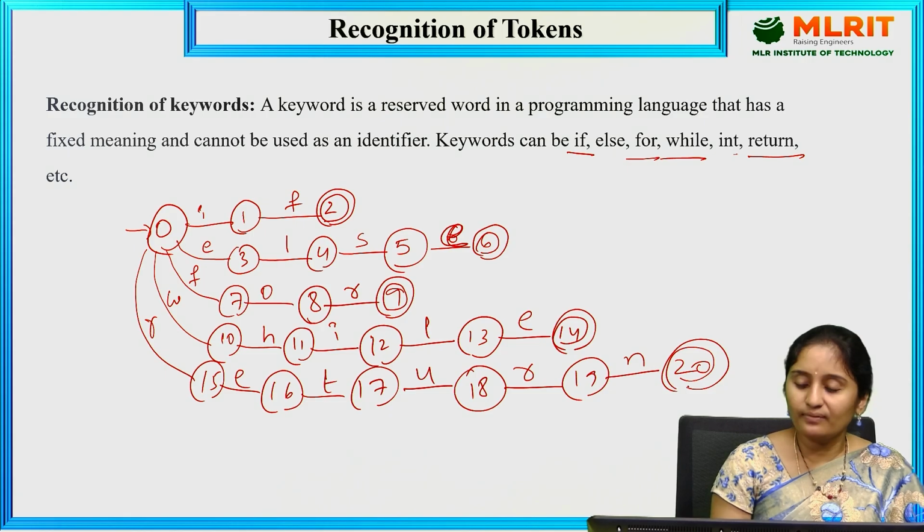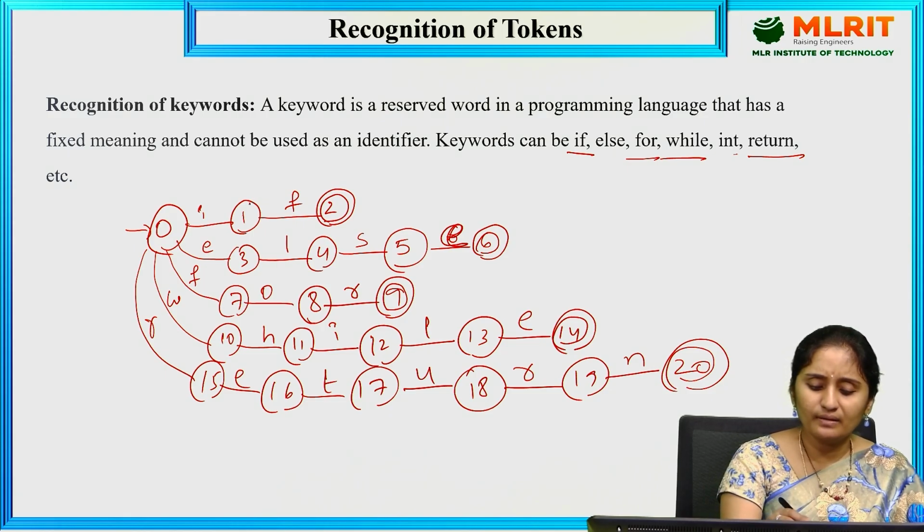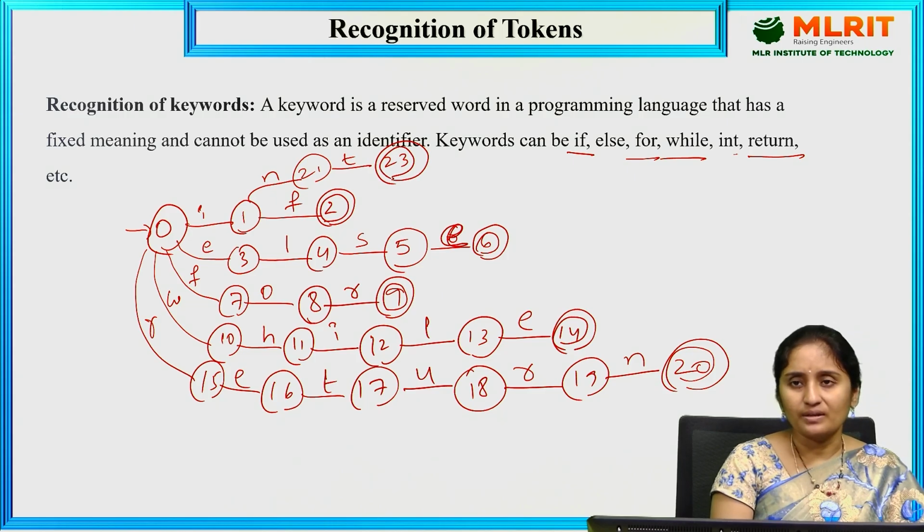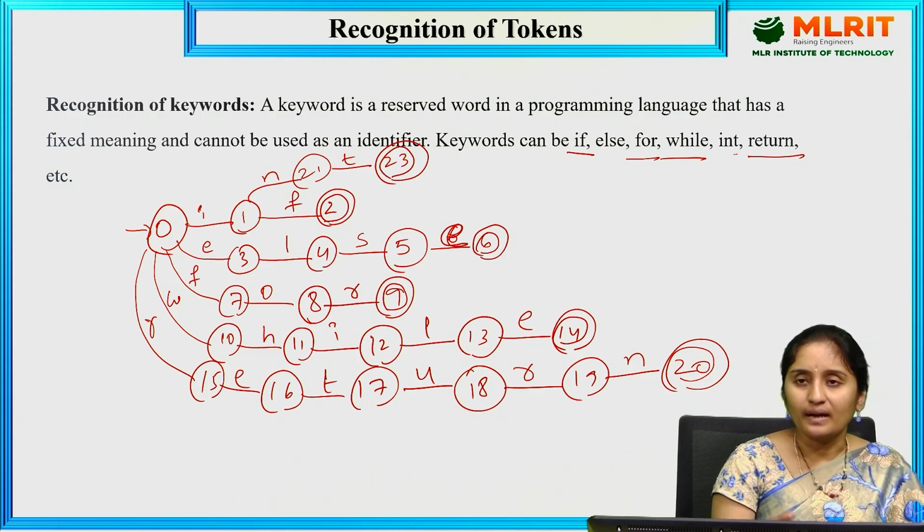So this is my final state. I can write here int: 1 is coming, n can be 20 or 21, and t can be 23. So it is reaching the final state. In this way we can write the transition diagram for these keywords, recognition of keywords.